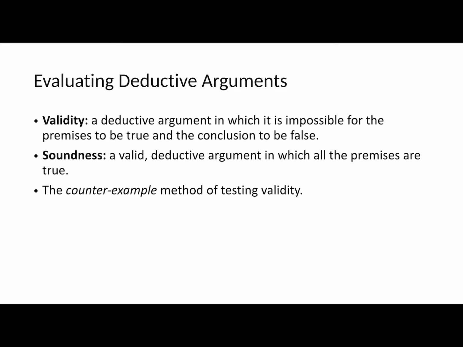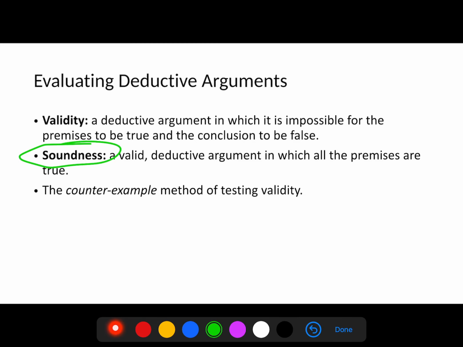As I've just been talking about, validity is what we're looking for. Really, soundness is what we're looking for. We're looking for deductive arguments that are both valid and have all true premises. That's called a sound argument when it meets both of those conditions. What I'm saying here in this video is all about deductive arguments. If we find a deductive argument in which the truth of the premises doesn't guarantee the truth of the conclusion, then we have an invalid argument.